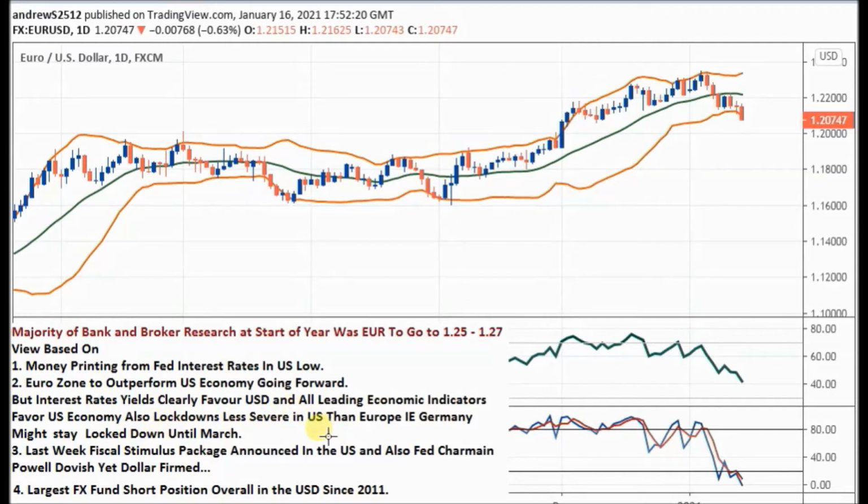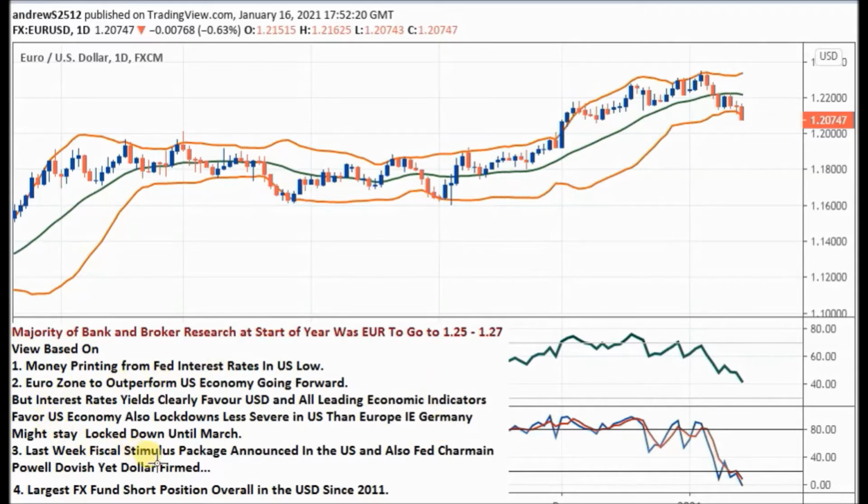Lockdowns are less severe in the US than in Europe. I.e., if you look at Germany last week, Angela Merkel was saying, the powerhouse economy of the zone might have to stay locked down until March. And other big economies in the eurozone are locked down. That's going to weigh on economic activity.